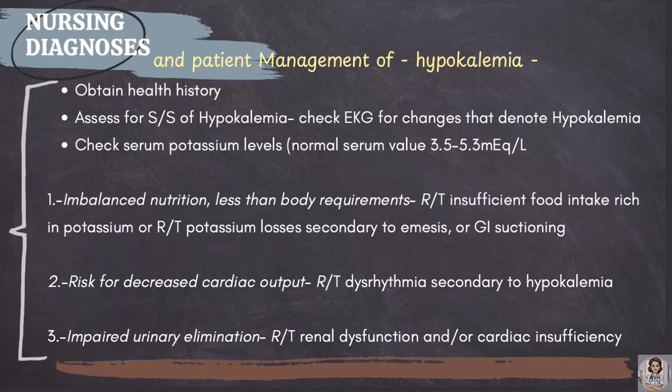Number 1, imbalanced nutrition, less than body requirements, related to insufficient food intake rich in potassium, or related to potassium losses, secondary to emesis or GI suctioning. Number 2, risk for decreased cardiac output, related to dysrhythmia, secondary to hypokalemia. And number 3, impaired urinary elimination, related to renal dysfunction and or cardiac insufficiency.